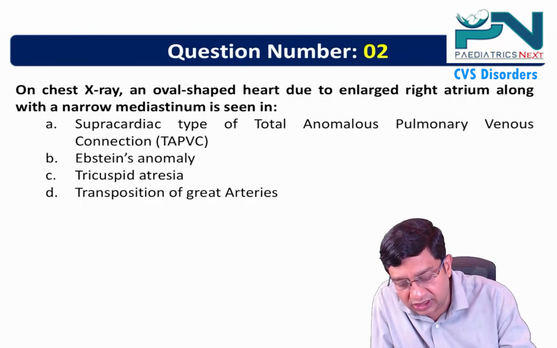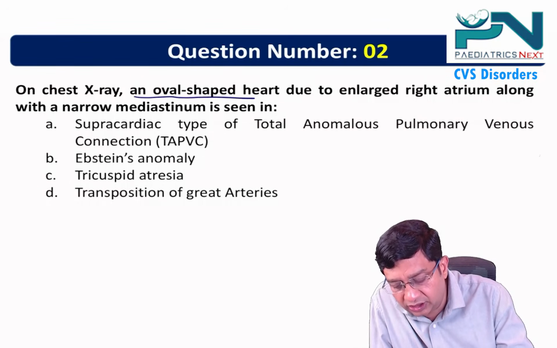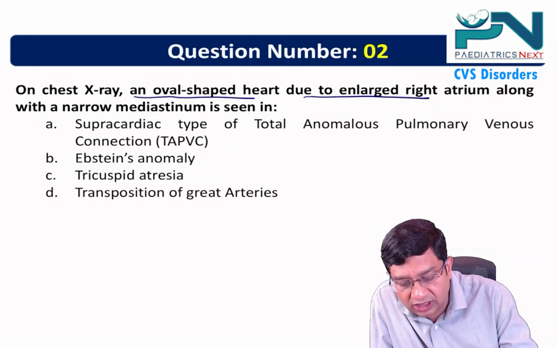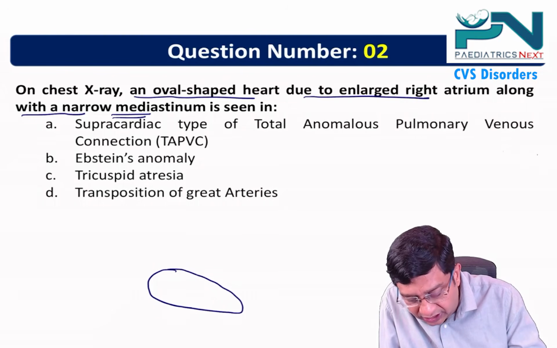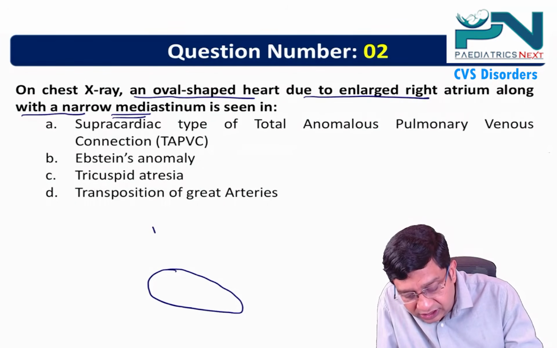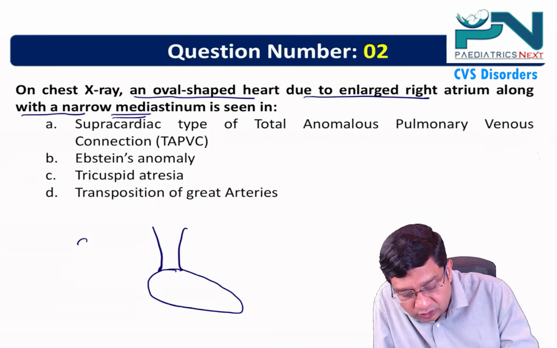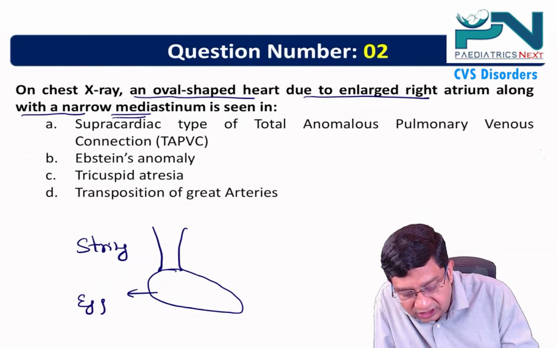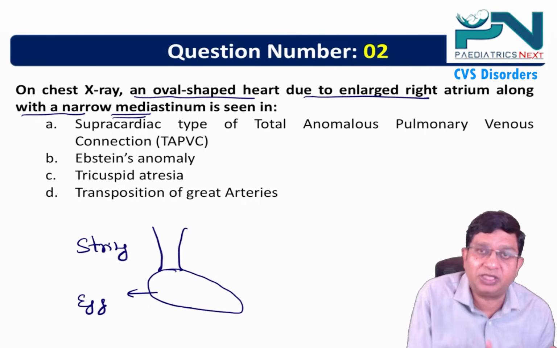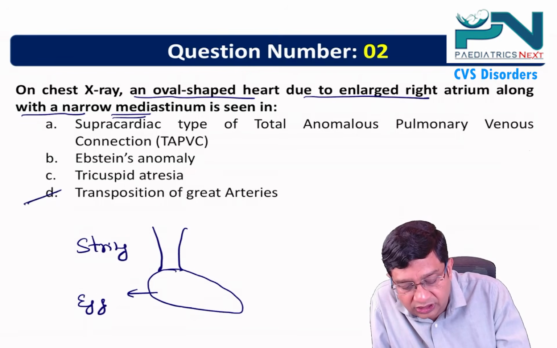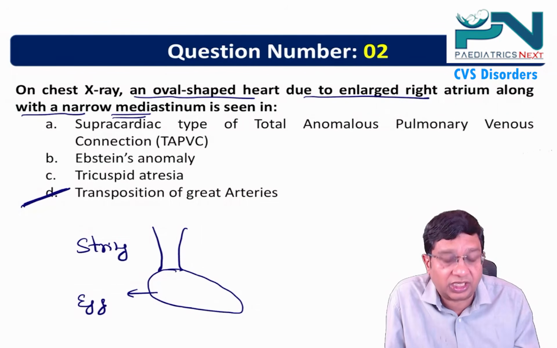On chest X-ray, an oval-shaped heart due to enlarged right atria along with a narrow mediastinum. Now you basically see they are saying is an oval-shaped heart like this, right? And there is this narrow mediastinum. So this is so-called the string, and this is the egg. There is another way of framing the question of the egg on a string appearance, which is a feature of the transposition of great arteries.